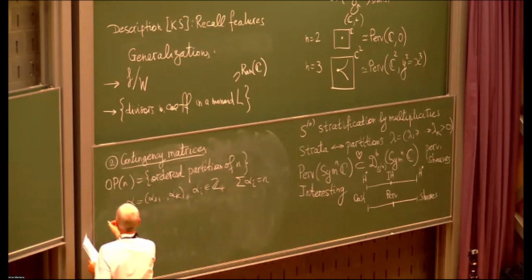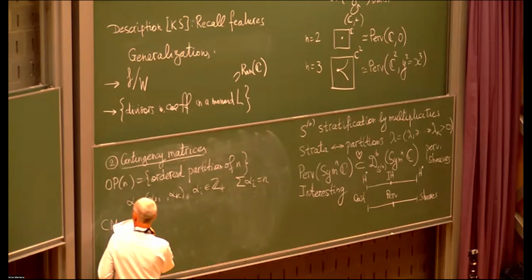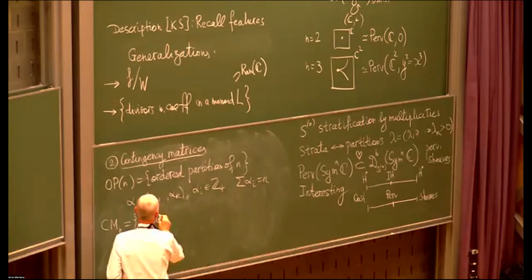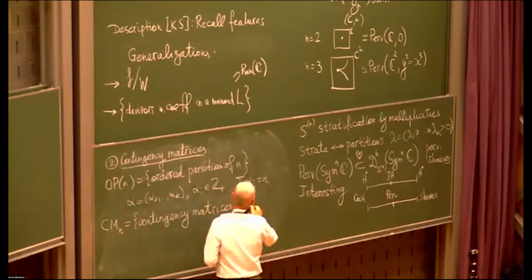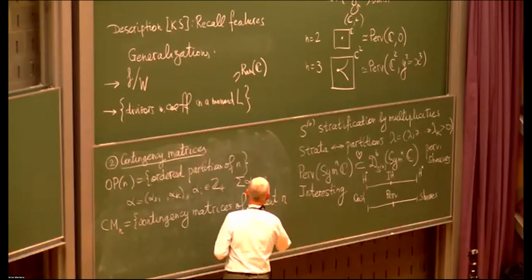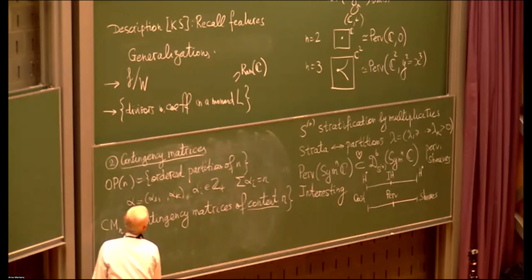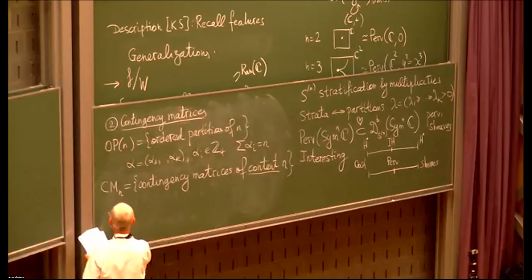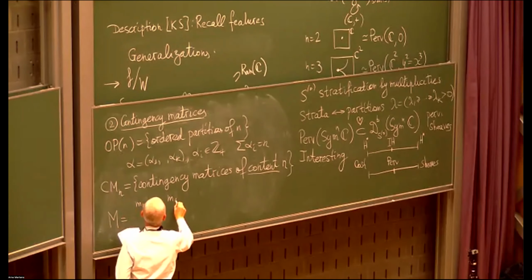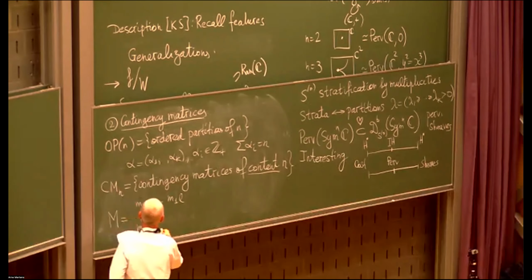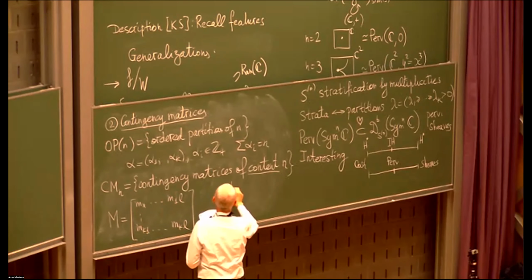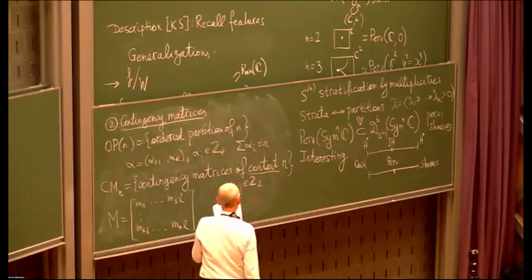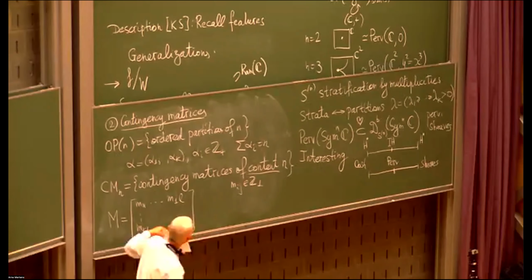Let me denote by C_{MN} what we call the set of contingency matrices of content M. That simply means a matrix M, which is M11 through M1L, down to MK1 through MKL, with the following property: the Mij are non-negative integers, and no rows and columns which are entirely zero.